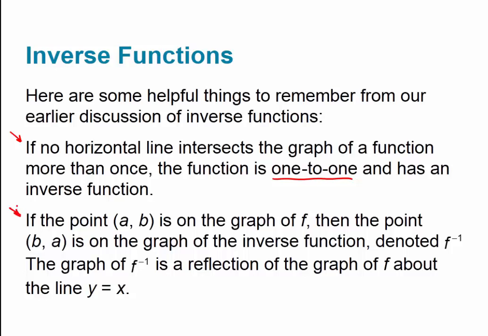Second thing to remember here: if the point (a, b) is on the graph of f, then the point (b, a) is on the graph of the inverse function, which we denote f to the negative 1 power. The graph of the inverse is a reflection of the graph of the function f about the line y equals x. So reflecting across the line y equals x, which is this line right here, reverses the coordinates of our points and will give us the inverse of the function.